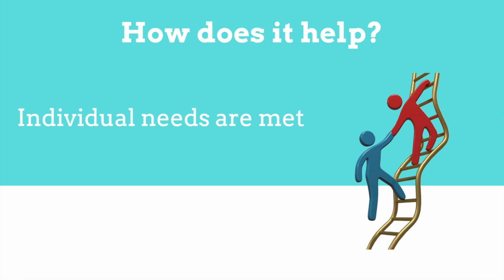Now that we have discussed what RTI is, we can talk about how it helps students. RTI is an effective process because it takes several measures to ensure that each and every child is successful and reaches their full potential. When a child is moved to Tier 2 or Tier 3, the instruction becomes more individualized to their needs.